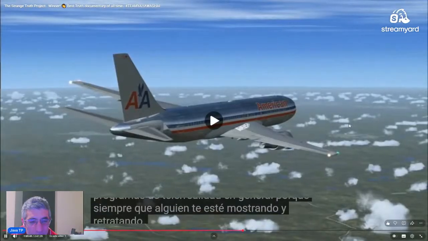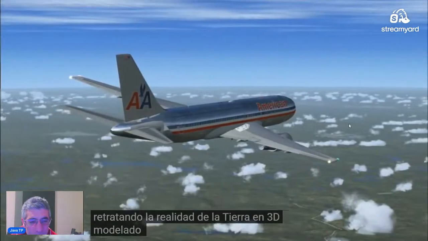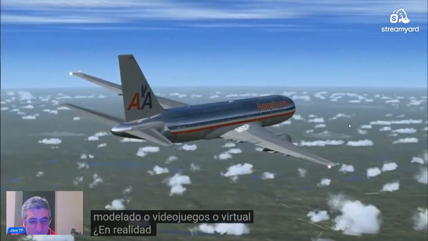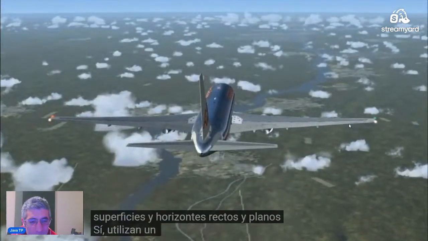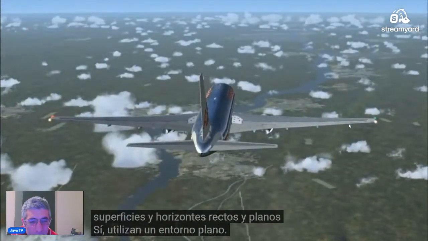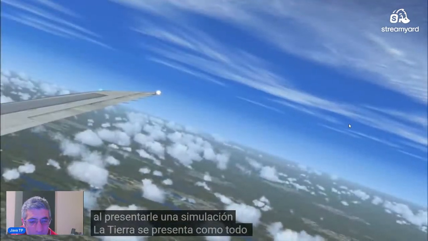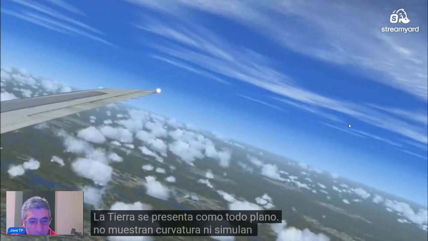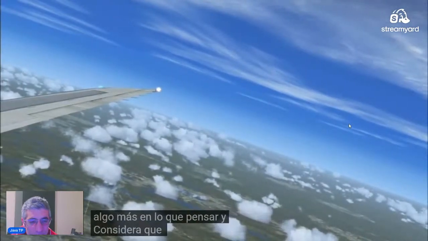And portraying Earth's reality inside 3D modeling or video games or virtual reality, don't they always use flat surfaces and straight and flat horizons? Yes, they use a flat plane environment when presenting you with a simulated Earth. Everything is presented as flat. They don't show curvature or simulate a constantly moving Earth. This is something else to think about and consider.